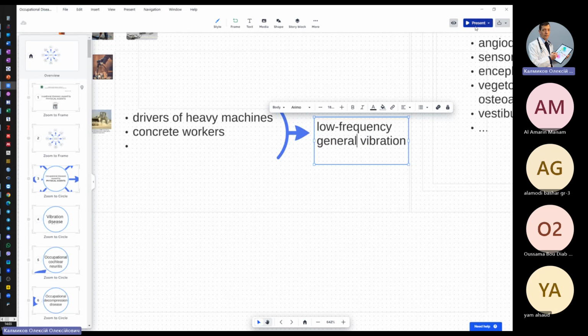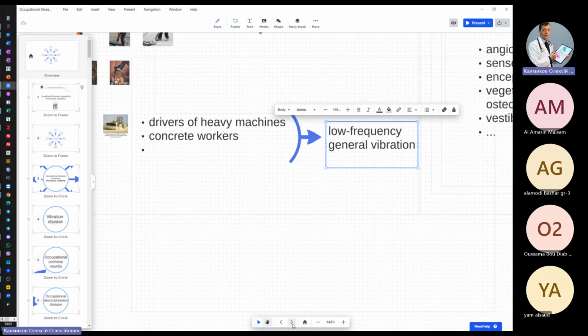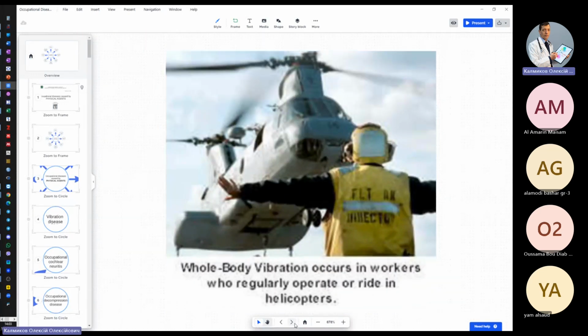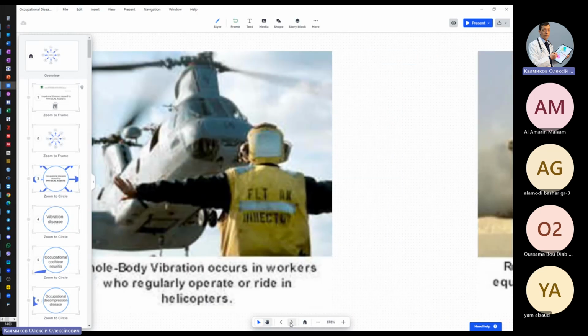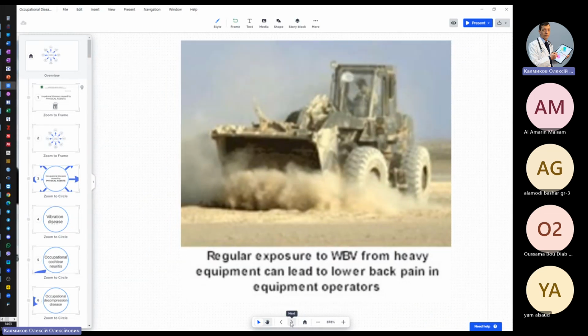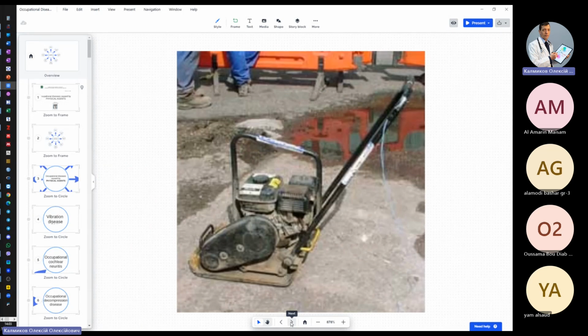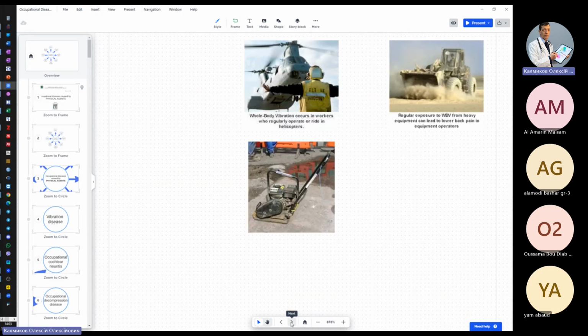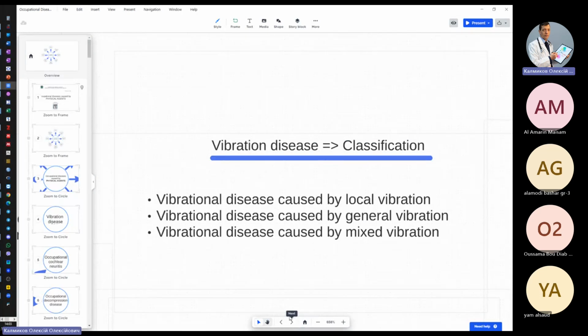General vibration is typical for example, drivers of heavy machines, in concrete workers, etc. Let me see. Maybe this one. Yeah, in the pilots of helicopters, right? In drivers of these tractors, in concrete workers with trembling stand, you may see.